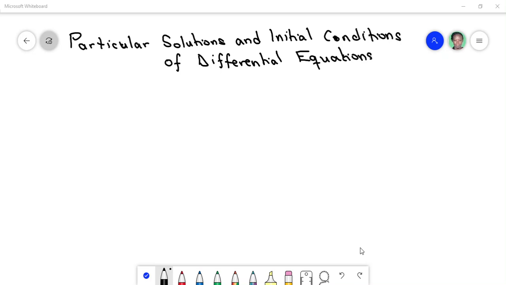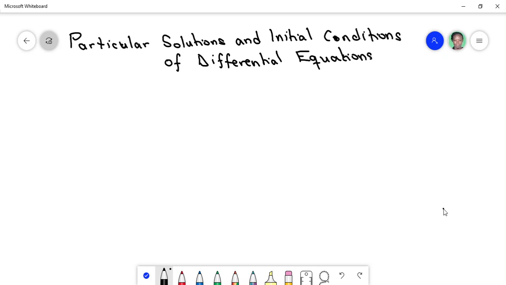Over this period, we've been discussing differential equations. We looked at some applications, the definitions, and in our previous lecture, we were looking at the general solution of a differential equation. Our lesson today focuses on the particular solutions and initial conditions of a differential equation.